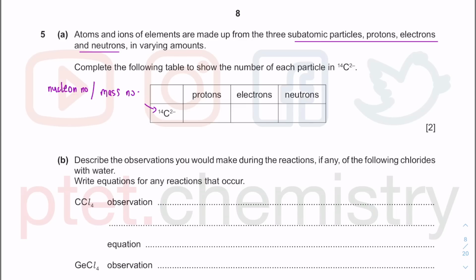an atom. So carbon has 6 protons. That is the proton or the atomic number. So what we have there will be 6 protons. We have a 2 minus charge there. So that's because we have gained 2 electrons. There's 8 electrons. We have 14 minus 6, which is 8 neutrons there for this isotope of carbon 14.